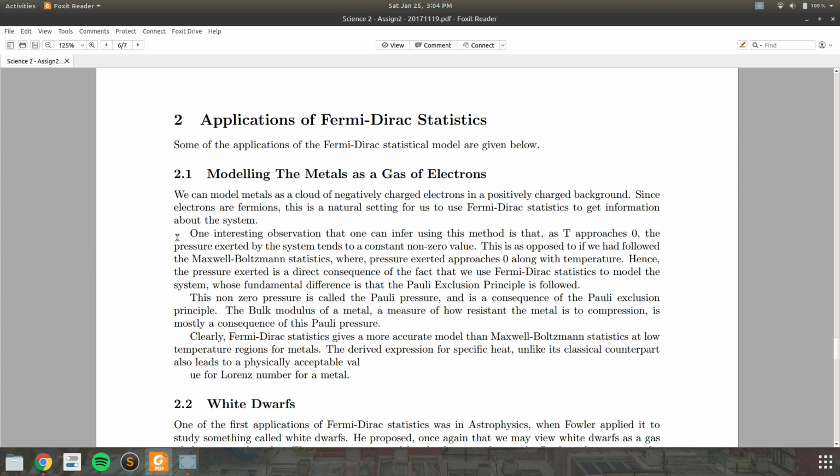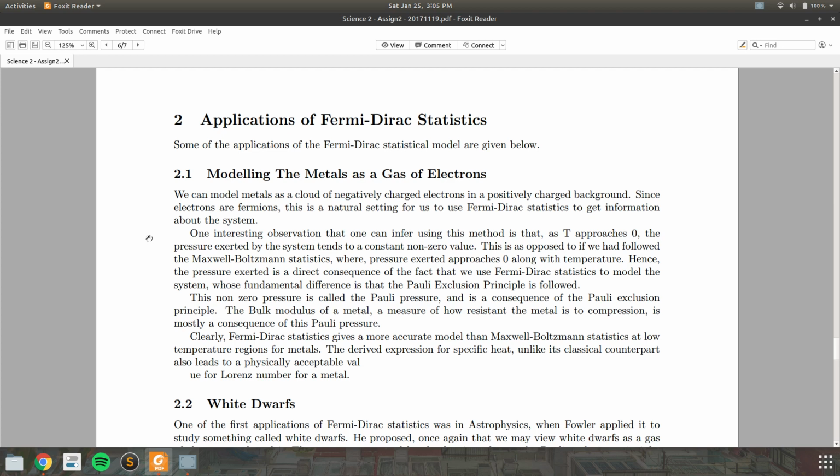One interesting observation is that using this method, as T approaches 0, the pressure exerted by the system tends to a constant non-zero value. This is as opposed to if we had followed the Maxwell-Boltzmann statistics, where pressure exerted approaches 0 along with temperature. Hence, the pressure exerted is a direct consequence of the fact that we use Fermi-Dirac statistics to model the system, whose fundamental difference is that the Pauli exclusion principle is followed. This non-zero pressure is called the Pauli pressure and is a consequence of the Pauli exclusion principle.